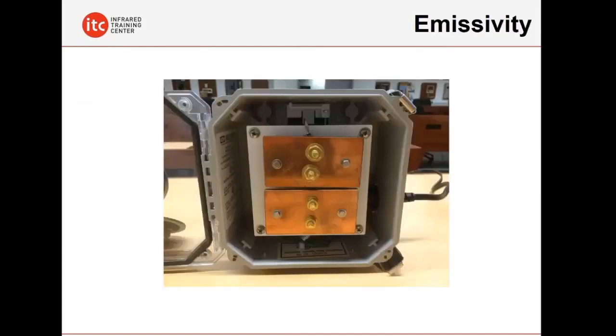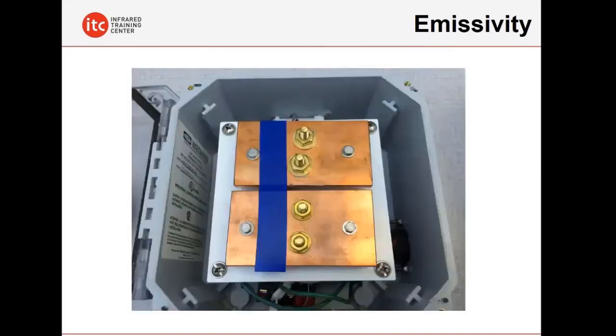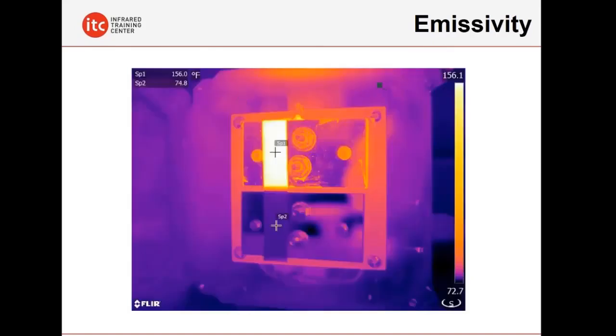This is a copper busbar lab that we run in our level 1 training courses. Shiny metals don't emit their energy well at all. They're very inefficient in their ability to give off their true thermal signatures. And so what looks like only a 5-degree temperature difference on these two bare copper metal surfaces is really a 75, 80-degree difference.